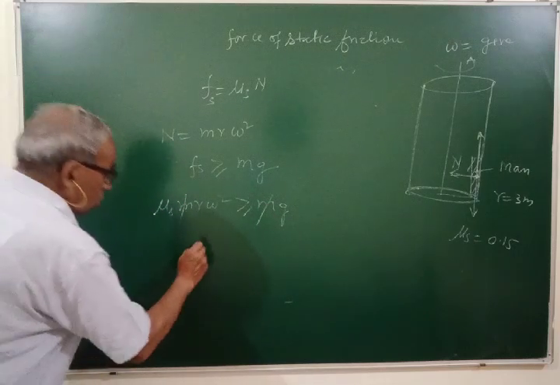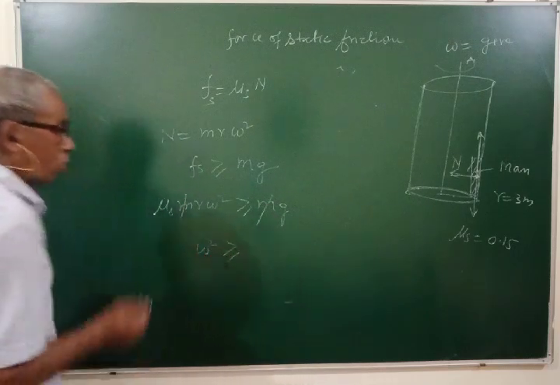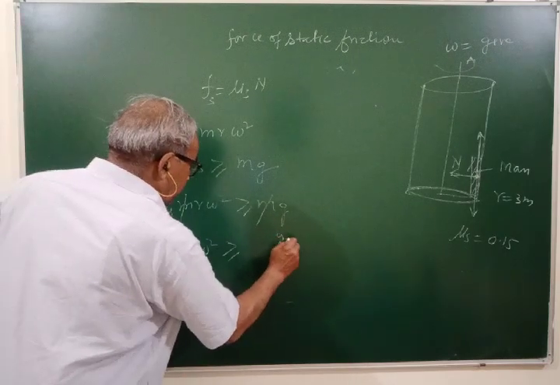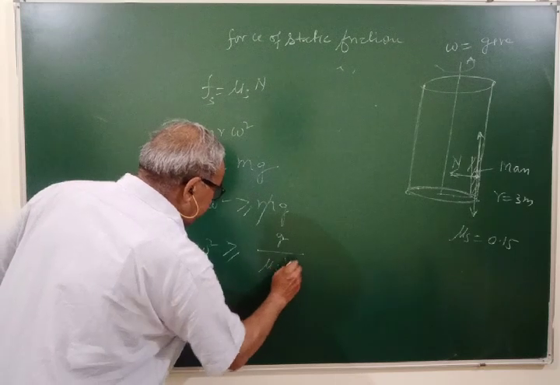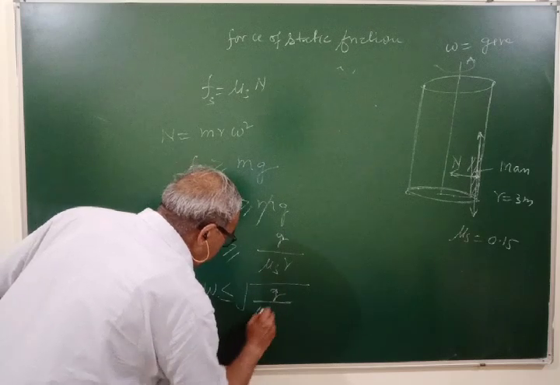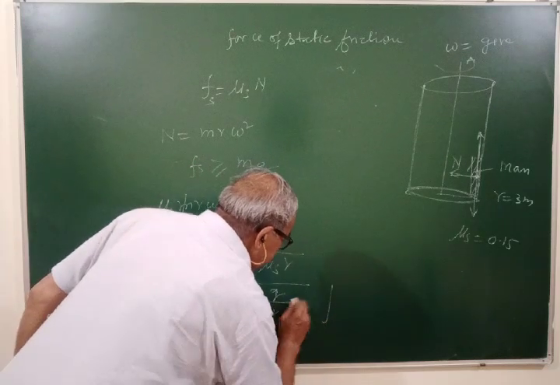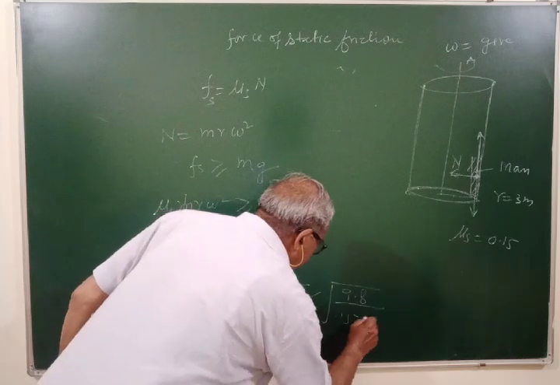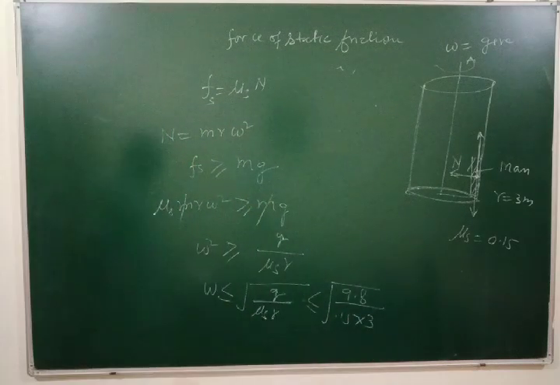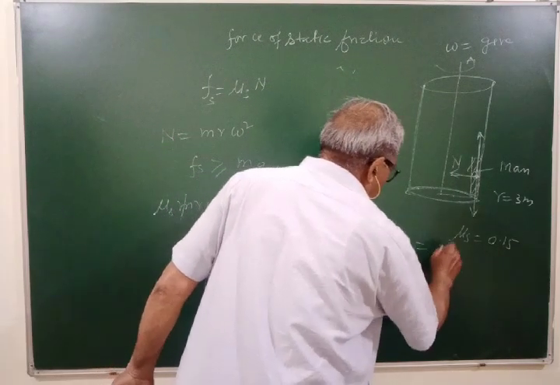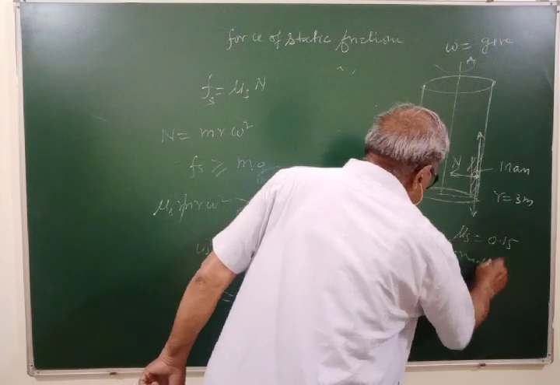m cancels, so omega square is greater than or equal to g upon mu s into r, and omega is greater than or equal to under root g into mu s into r, that is 9.8 upon 0.15 into 3. If you solve it, you will get the answer 4.7 radian. Minimum value of omega is 4.7 radian per second.